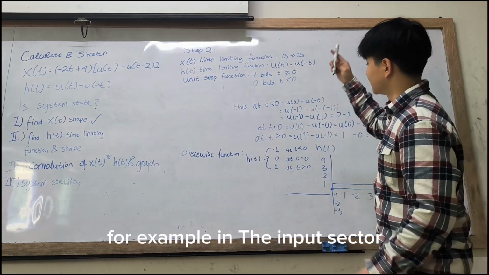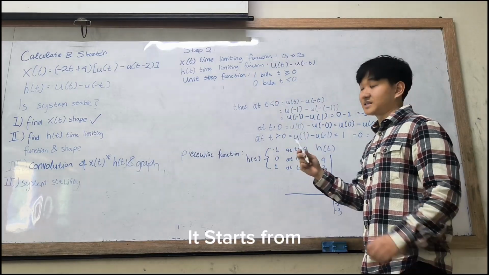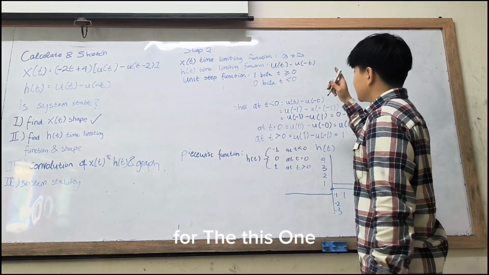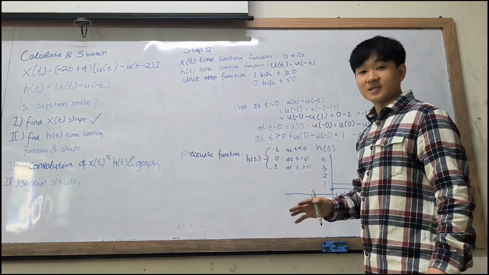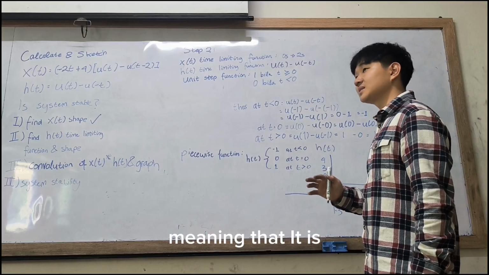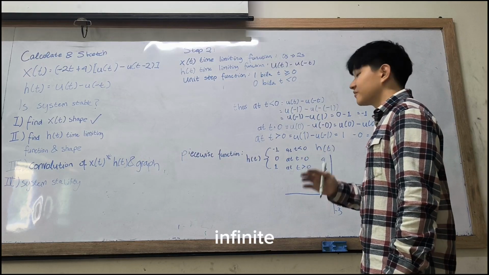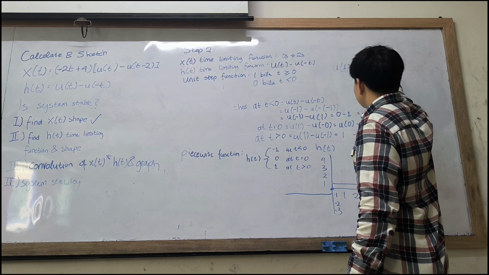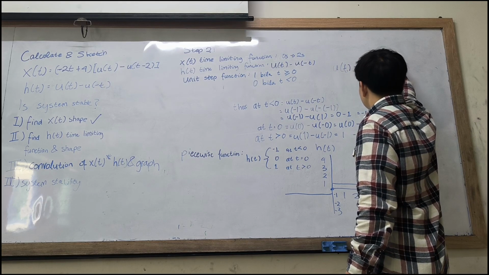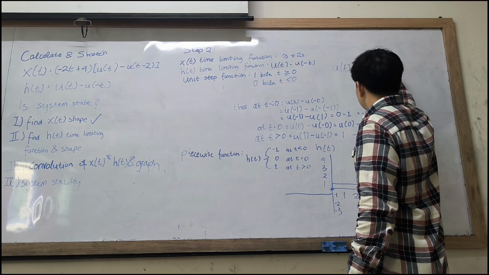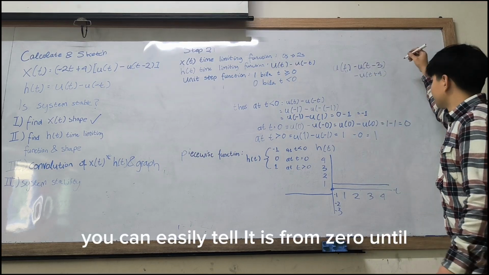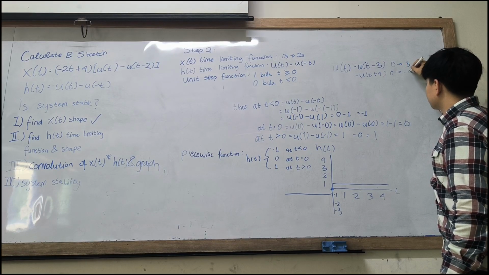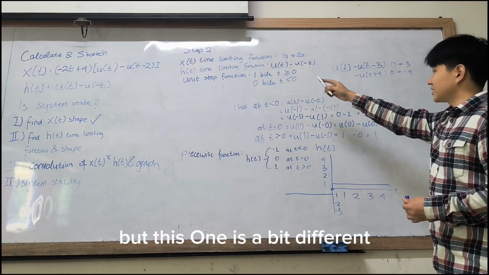For example, in the input signal, you can directly tell that it starts from 0 seconds and ends at 2 seconds. For this one, there's no constant, meaning that it is infinite. So, if you just write, you can easily tell it is from 0 until 3, and it is from 0 until minus 4. And that is easy to tell, but this one is a bit different.